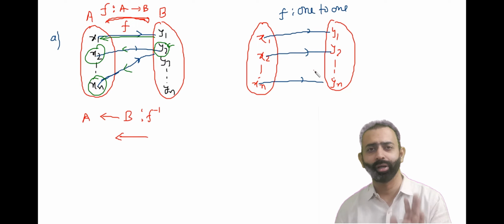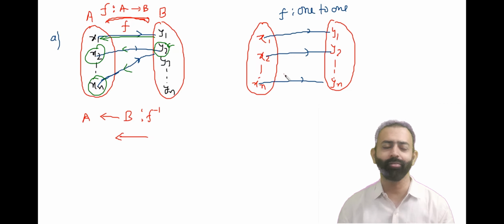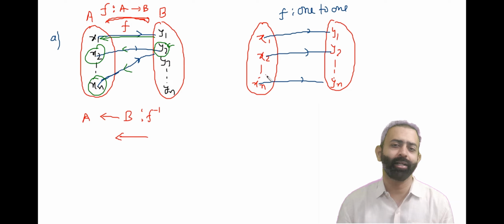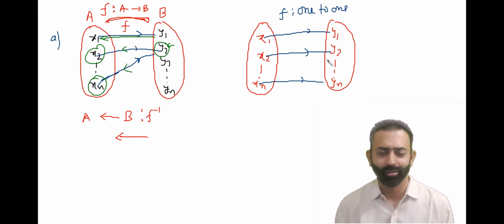Then only you can do the reverse mapping, which again will result in 1 to 1 only. So we can say that f and its inverse are inverses of each other. This is one very important condition, and for this there is something called the horizontal line test.